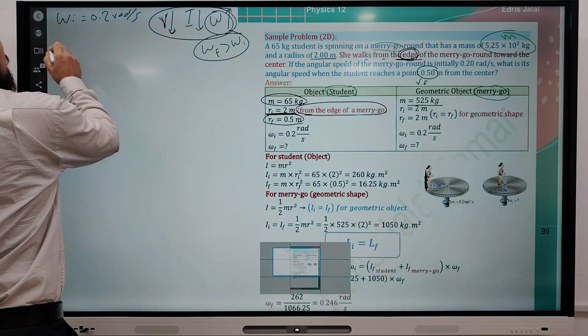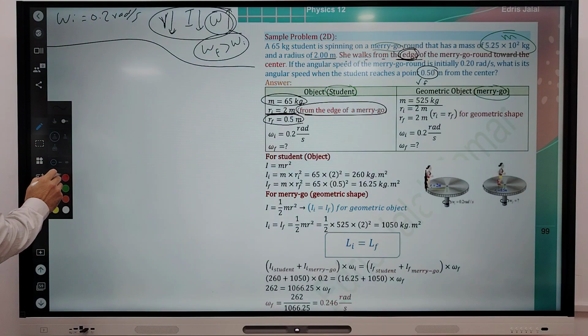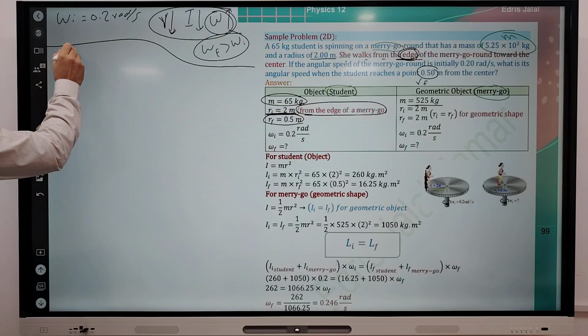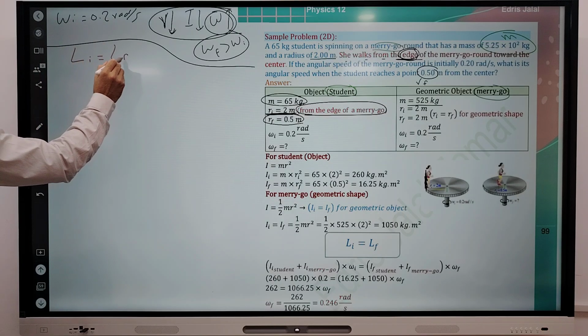How can you solve this question? It's very important to write down the equation at first. L initial is equal to L final.